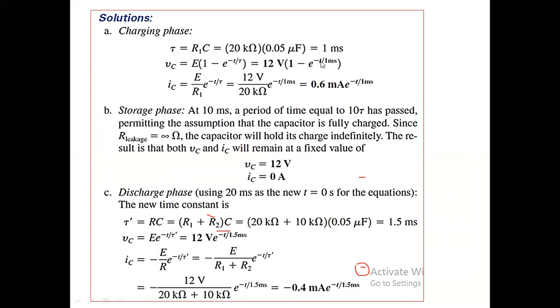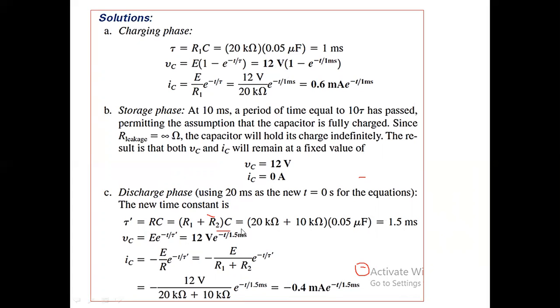5 tau means 5 millisecond, and the switch is moved to position number 2 after 10 millisecond, which means 10 tau, so a lot of time has passed. It retained the charge as it was stored in position number 1. In position number 1 it was stored to 12 volt, so it will retain it in position number 2. Now move to position number 3. The discharge phase will start at 20 millisecond.